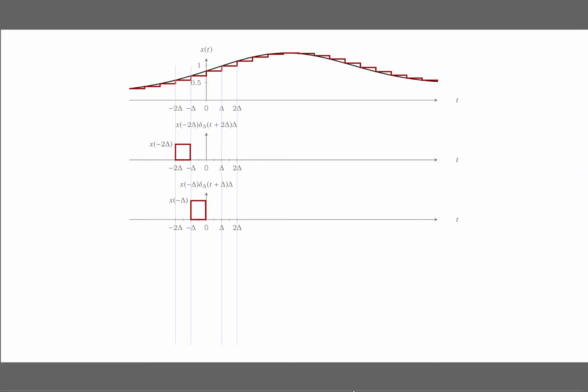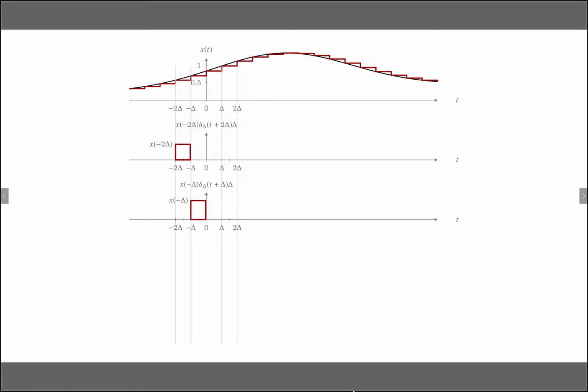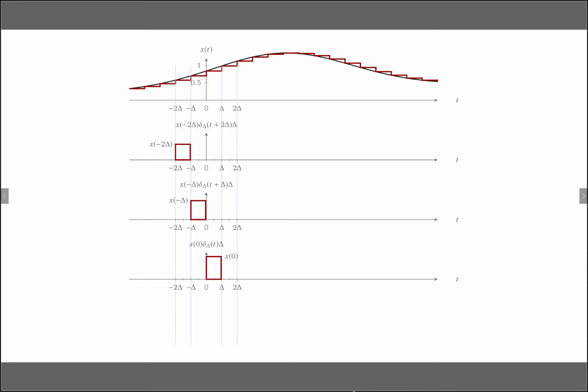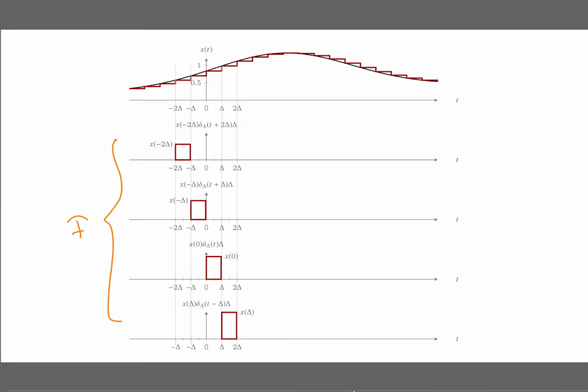So now let's look at the next square pulse. It is of height x(-delta), and we represent that as x(-delta) delta delta(t + delta) times delta. Now similarly we can represent these square pulses, and then, as before, we sum them. When you sum them, you actually get this signal x hat(t), which is in red, an approximation of x(t).